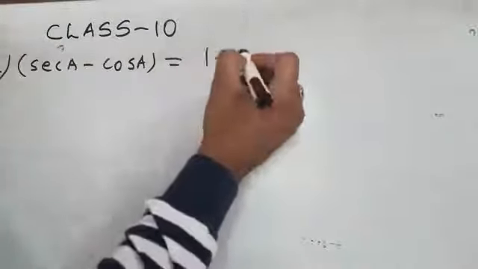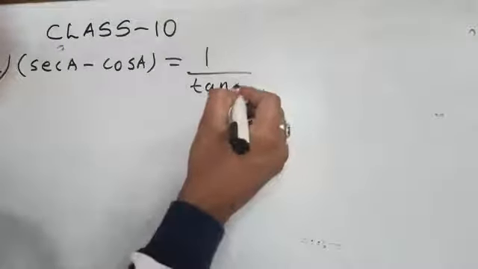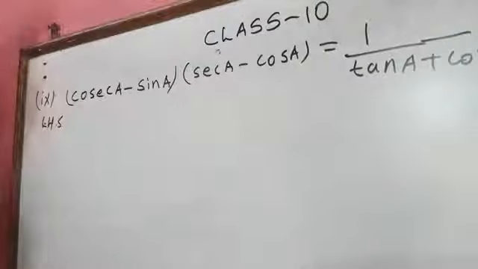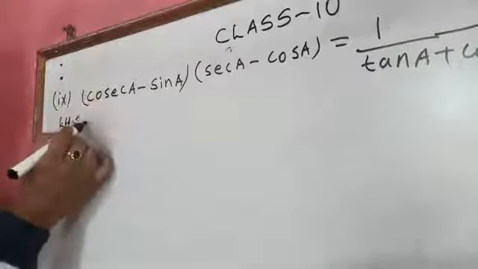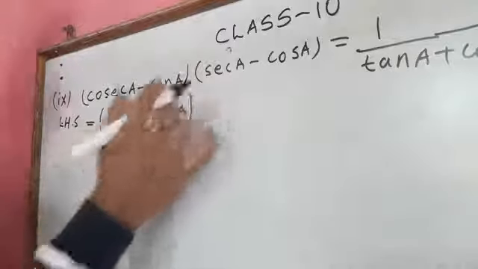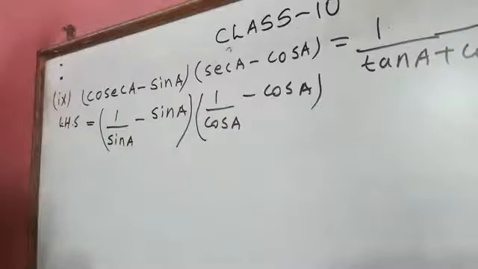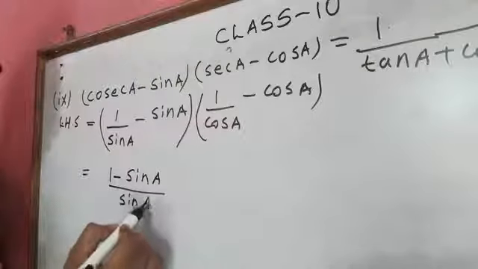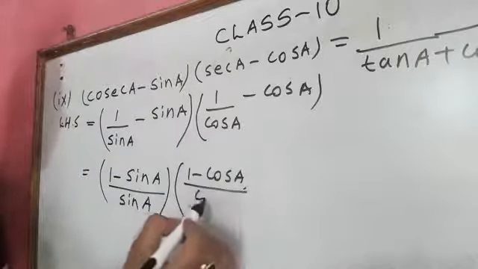Now first we'll take the LHS part. Cosec A we can write as 1 upon sin A, and sec A we can write as 1 upon cos A. So it is equal to (1 upon sin A minus sin A) times (1 upon cos A minus cos A).